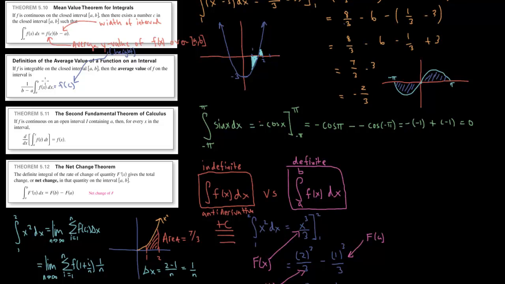geometrically, which I think is really cool, it allows us to find a rectangle such that the area of the rectangle equals the area of the, or excuse me, I should say, if this is non-negative, the area over here of the definite integral equals the area of a rectangle. So I think that's pretty cool. You can find a rectangle that has the exact same area as a curved space.